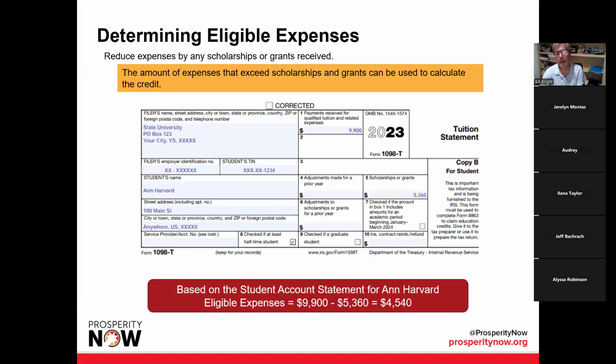Okay, so in this case, this is kind of a typical tuition statement where box one shows that there were $9,900 in qualified expenses, but box five has $5,360 in scholarships or grants. So the net of that is $4,500. So right then and there, we don't have to worry about more expenses or anything. They're over the $4,000 limit. We see this too, where box one could be $25,000 and there's nothing in box five. Whether it's $25,000 or $4,000, the max that you put in tax-wise is $4,000.